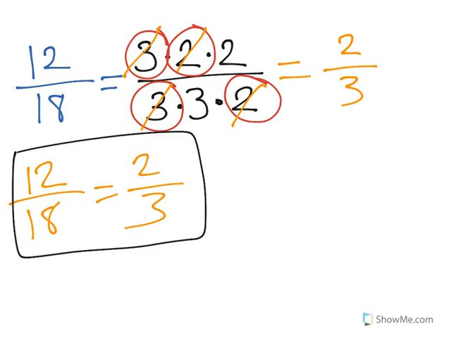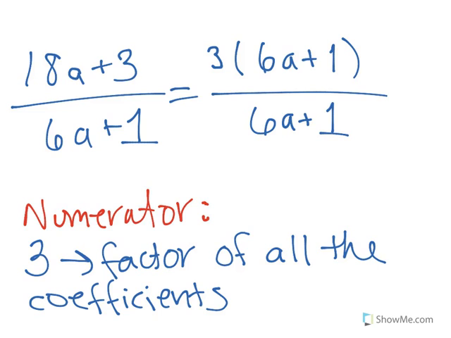But see, here we have exactly the same thing we had before. We have two things that are in common, two factors, and we just cancel them out. So in this case, we can cancel out 6a plus 1 and 6a plus 1. And we're left with 3 over 1, or just 3.